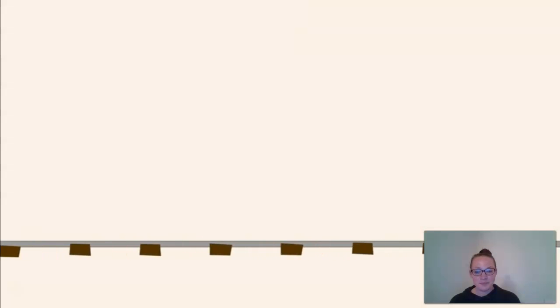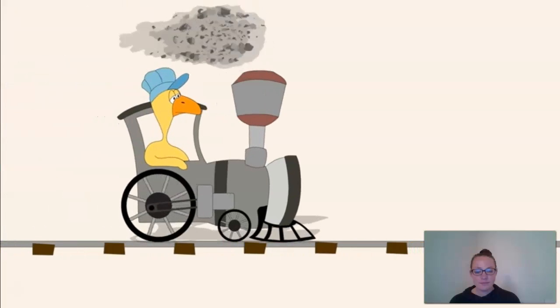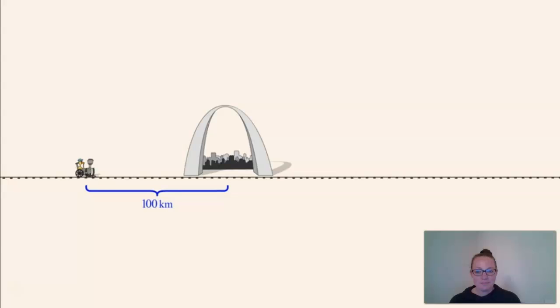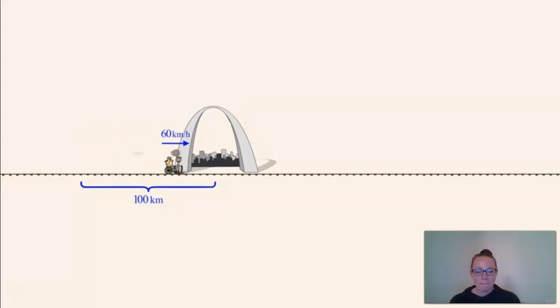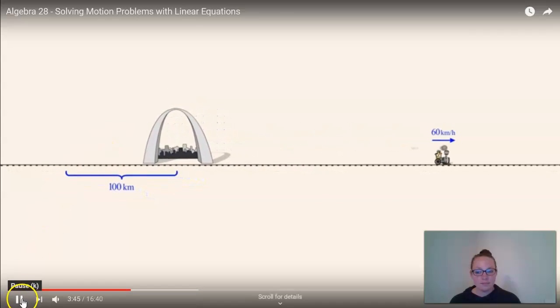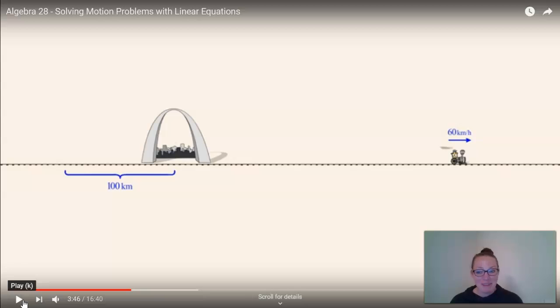As an example, let's say that we are on a train 100 kilometers west of St. Louis, traveling east at 60 kilometers per hour. How long will it take us to travel 290 kilometers east of St. Louis? All right, I'm going to stop it there.